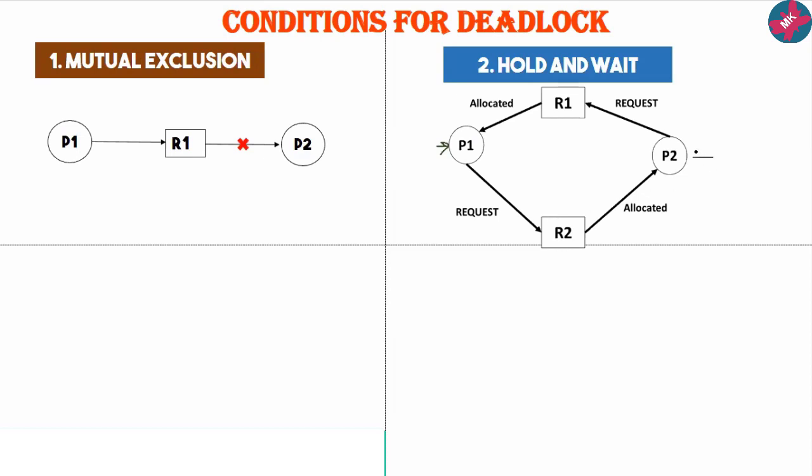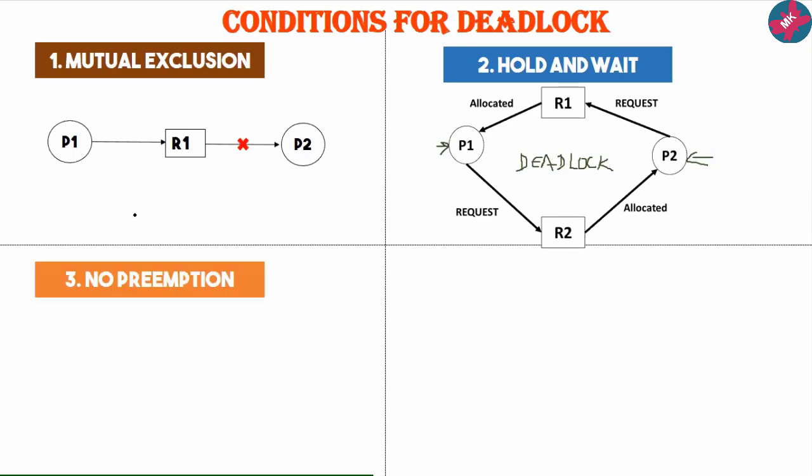Means P1 is holding R1 and it is waiting for resource R2, isn't it? And here P2 is holding R2 and it is waiting for the resource R1. Then this is a typical situation in which deadlock will take place. So here deadlock will take place. Why? Because one resource is being held and the process is waiting for another resource.